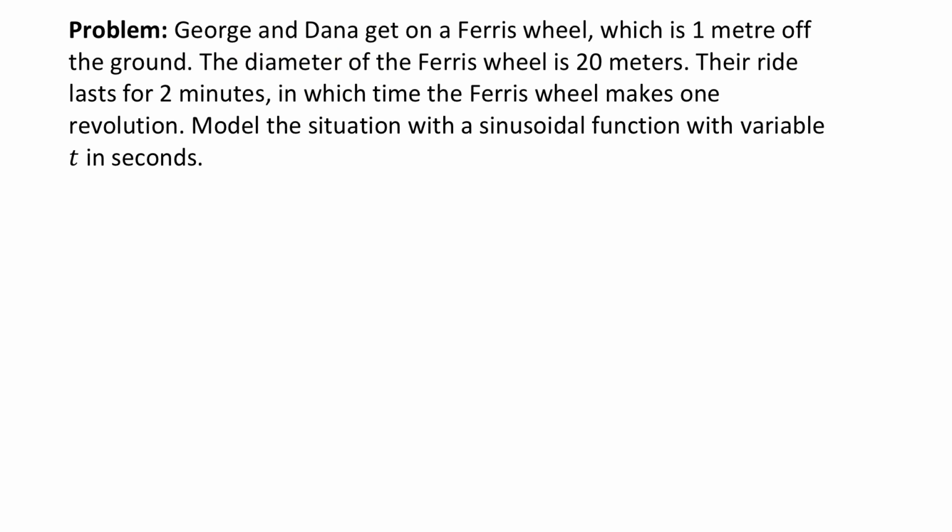George and Dana get on a Ferris wheel which is 1 meter off the ground. The diameter of the Ferris wheel is 20 meters. Their ride lasts for 2 minutes, in which time the Ferris wheel makes 1 revolution. Model the situation with a sinusoidal function with variable t in seconds.